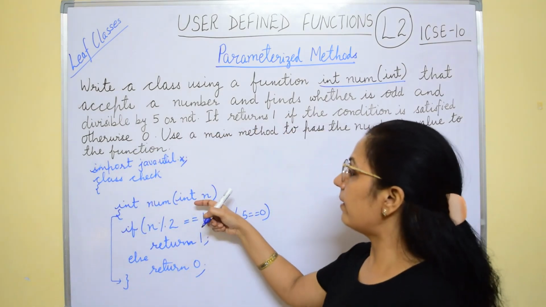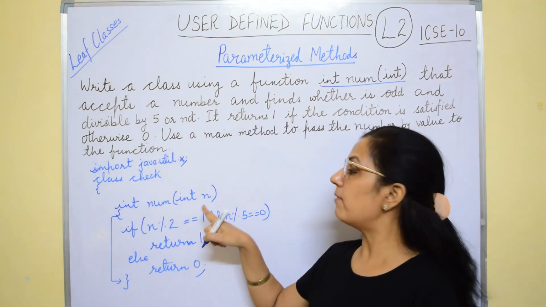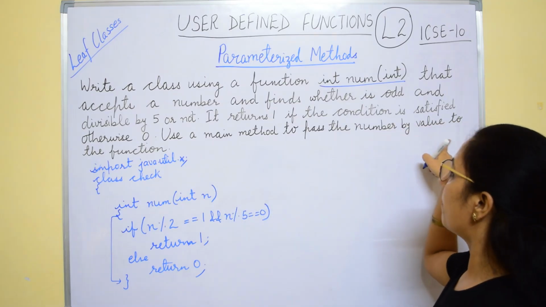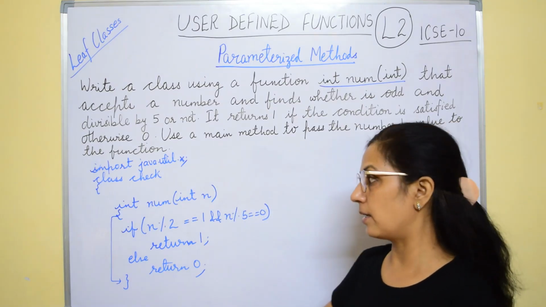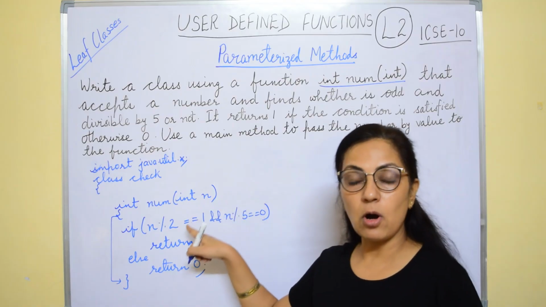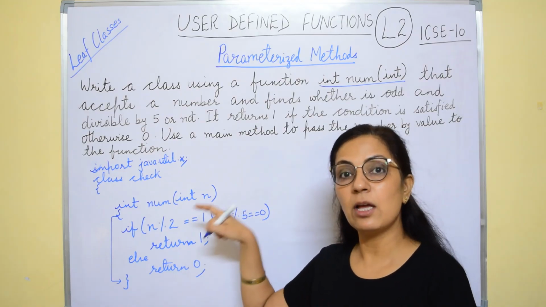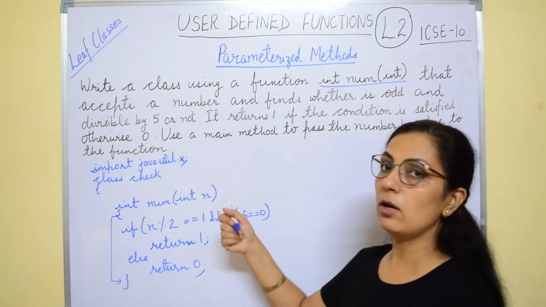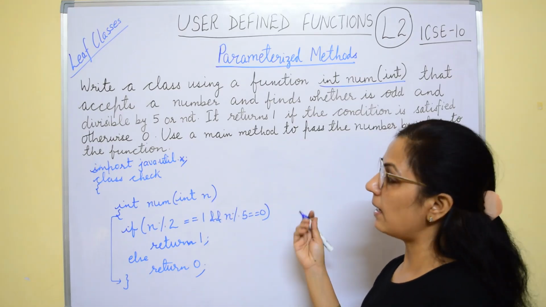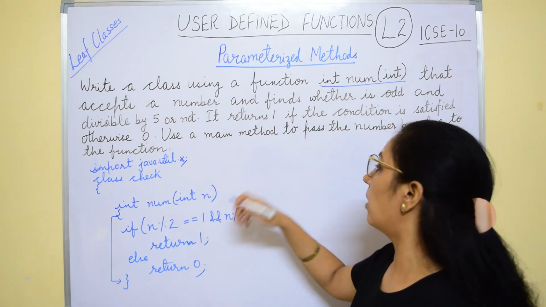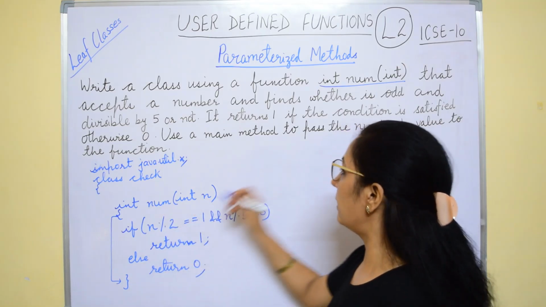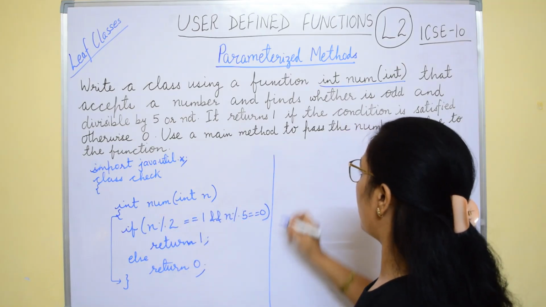Now from where is this function receiving the value n? We use our main method to pass the number by value to the function. So this is the called function. This function is being called from where? From the main function. So value n also will be entered in main and from main it will come here. After this function is over, then only we write the next function.